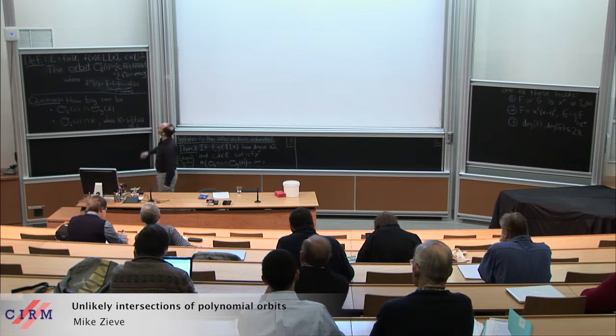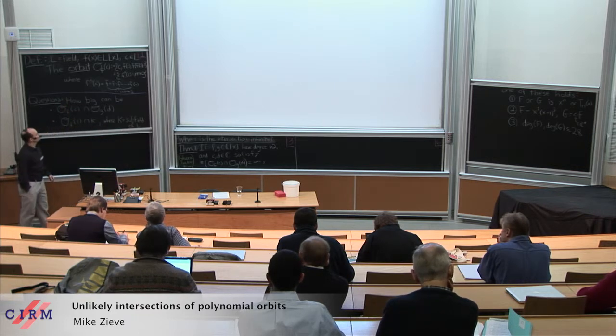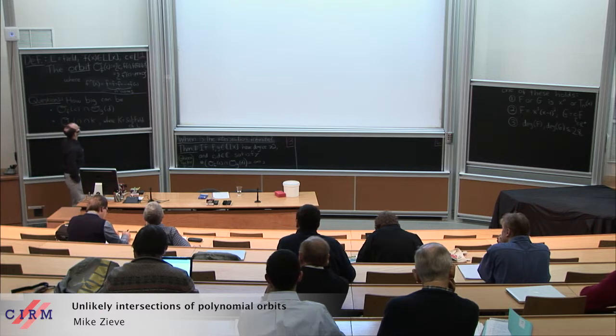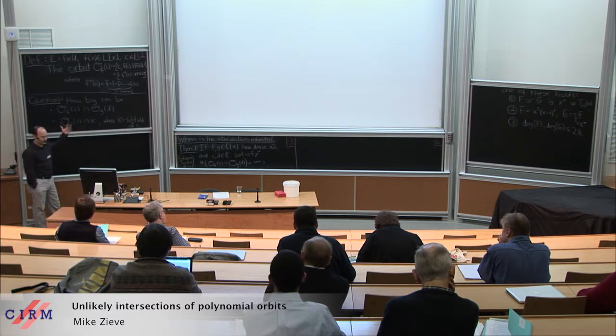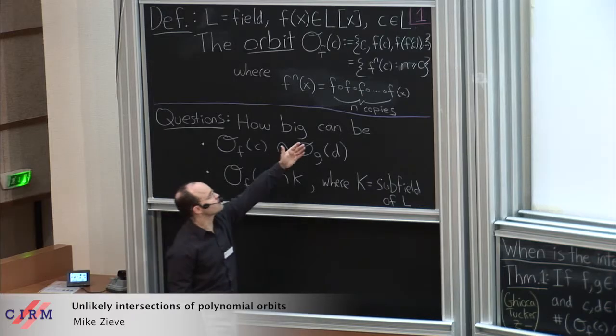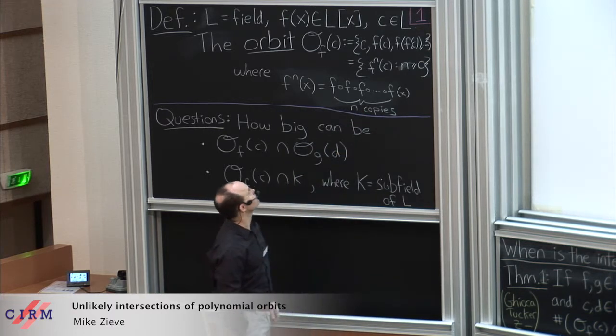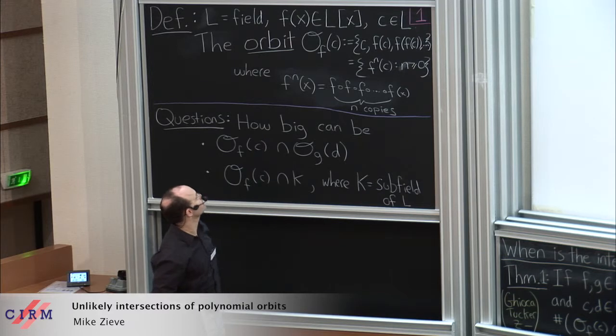So the basic object I'll talk about is this: if you have a field, a polynomial over the field, and an element of the field, the orbit of the element under the polynomial is just the collection of points you get starting with that element and repeatedly applying the polynomial. So this is the same thing as the set of values of the iterates of the polynomial at this point. So f^n of x is the nth iterate.